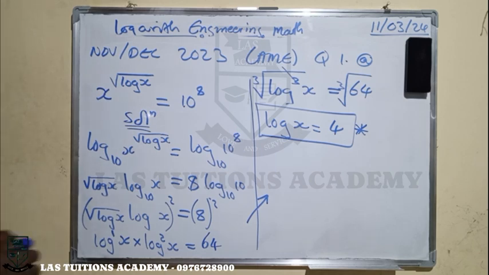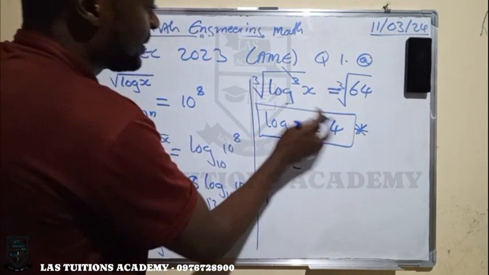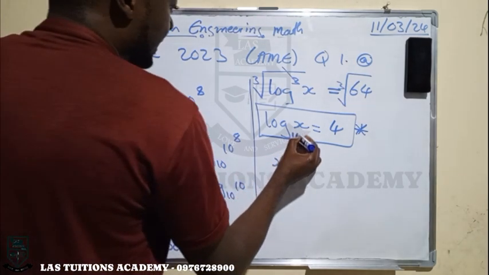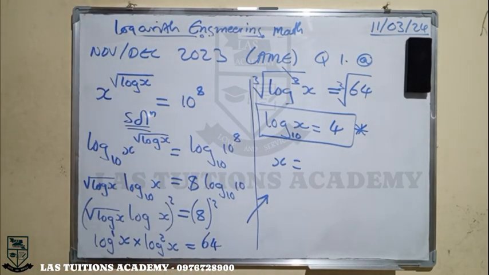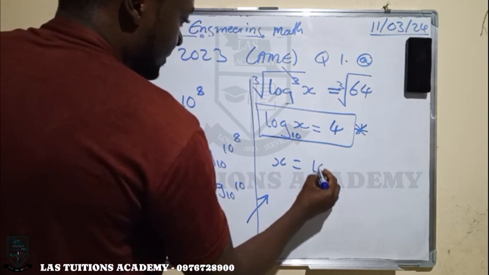Okay, so let's find the value of x here. X is equal to what? From this here. X is equal to what? Remember, this is log base 10. Yes, Chibala? I think x equals 10 power 4. 10 to the power 4.